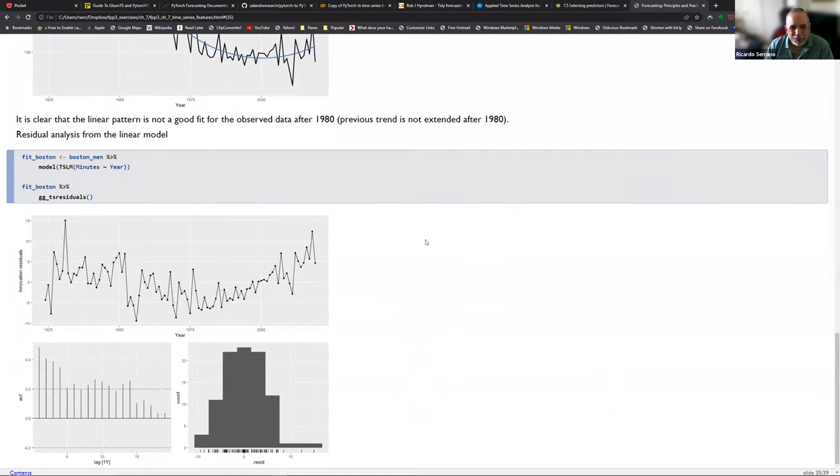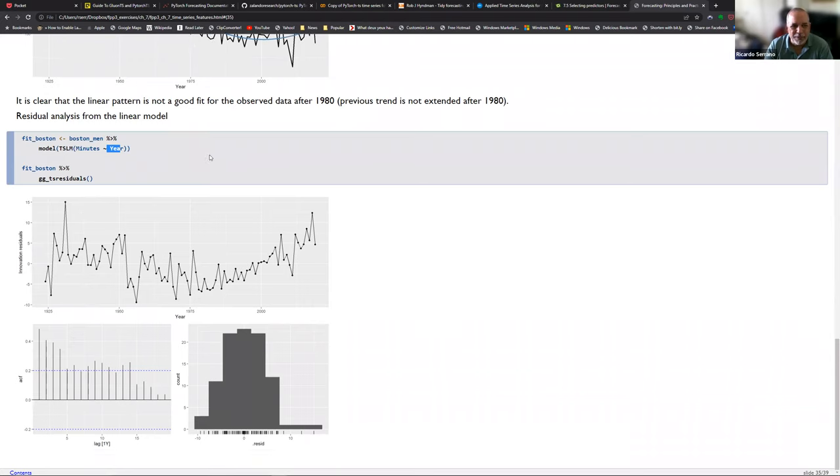So if we do our TSLM, our famous linear regression for time series, we try to predict minutes by the year, which is basically the trend. When you look at the residuals, you see that they have a pattern here. They cannot have a pattern. When we do residual diagnostics, the residuals should be random. But right now we see that they go up, they go down, they go up again. So this is not a good model.